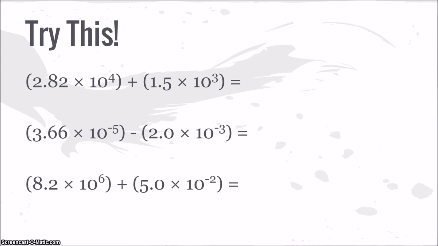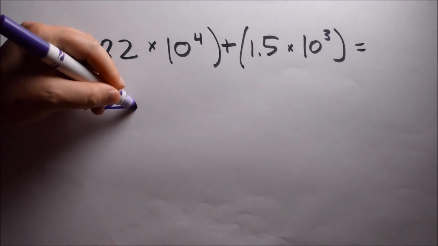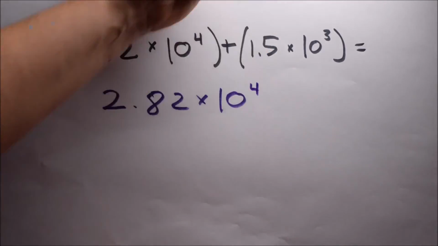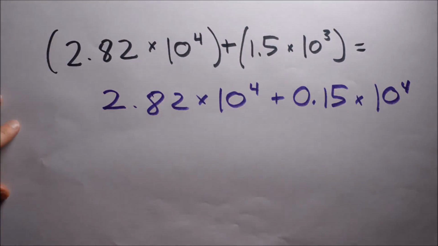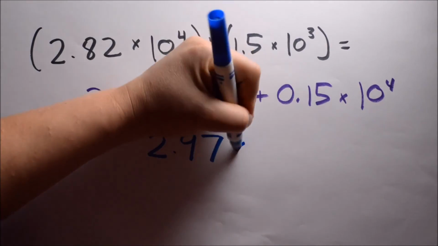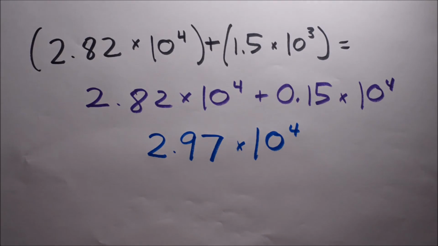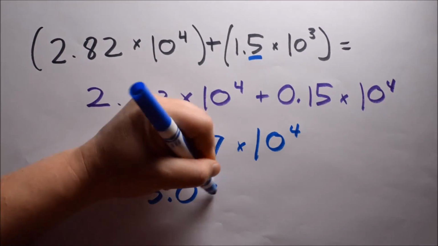So now my turn to do some math, right? And show you how to do these additions and subtractions. So get out a piece of paper. Here we go. Now remember, in addition and subtraction, we just have to rewrite the numbers so that they each have the same exponent. So my first number is 2.82 times 10 to the 4th, and my second number, 1.5 times 10 to the 3rd, I'm going to rewrite so that it's 0.15 times 10 to the 4th. Then I can just add 2.82 and 0.15.